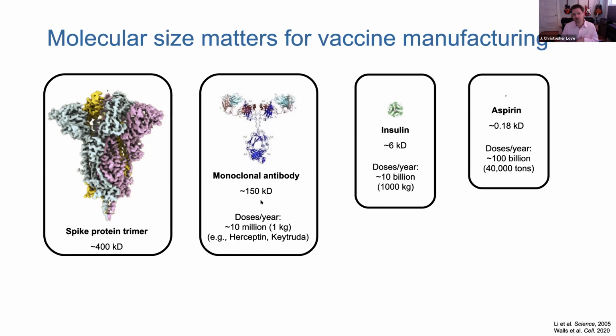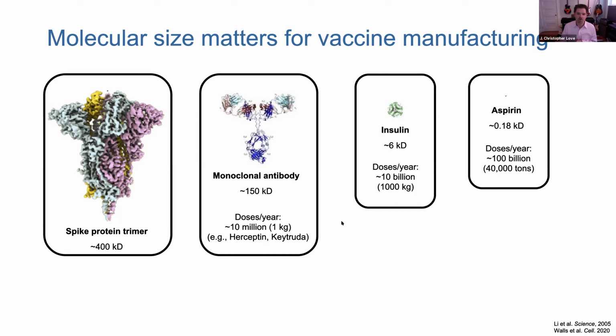To put it in comparison, something like a monoclonal antibody, we make, as a community, kilograms to maybe a metric ton of these types of molecules per year. Examples are Herceptin or Keytruda or some of the COVID therapeutics that are in clinical trials now. It's about 150 kilodaltons. As we start to move down in molecular size, insulin, about 6 kilodaltons, we make about 10 billion doses a year and about 1,000 kilograms. So this is very large volume manufacturing, and then you keep going, small molecules. And so you can see there's this inverse relationship between the amount that we make annually and the size of these proteins.